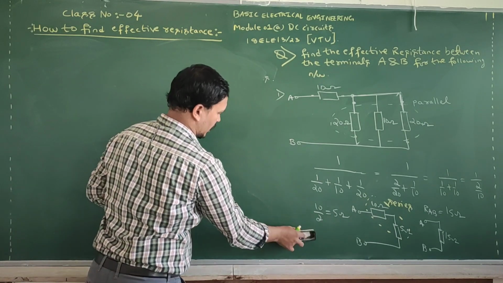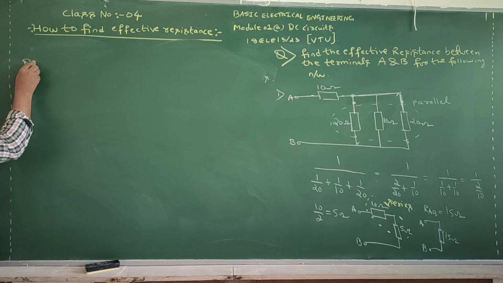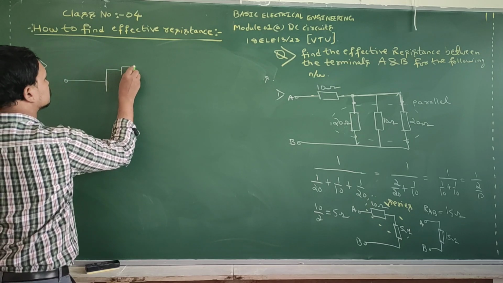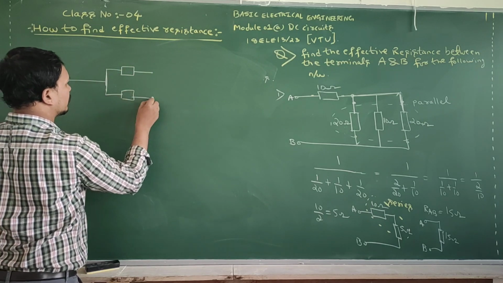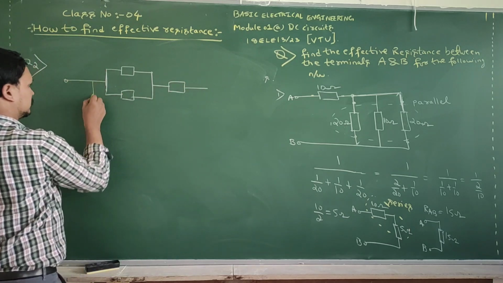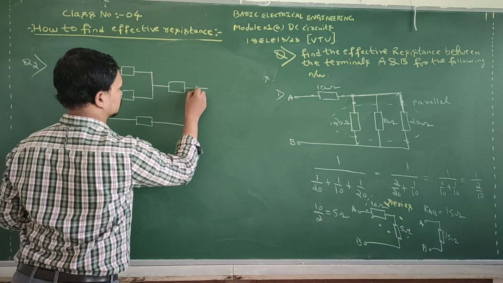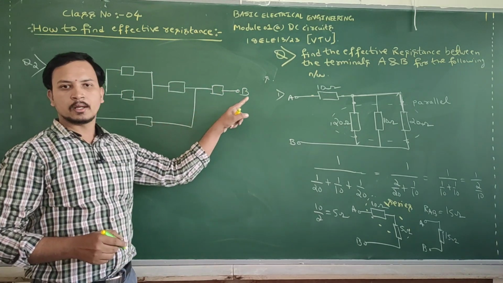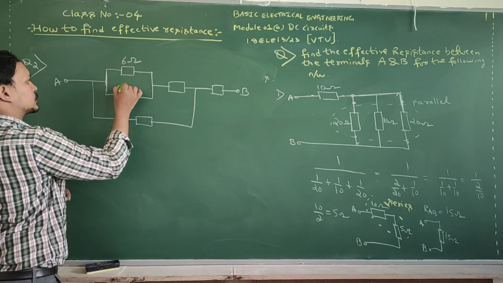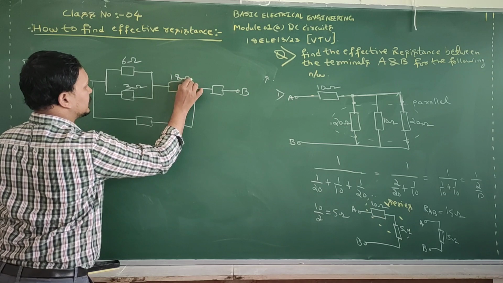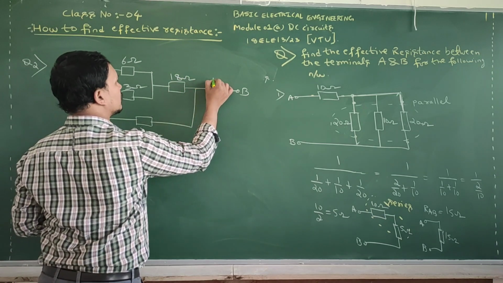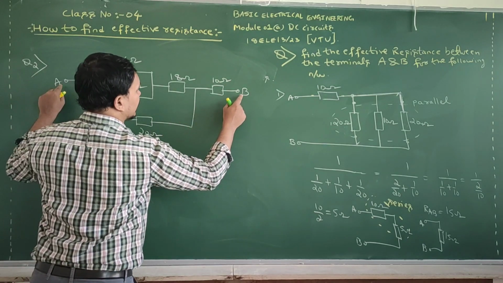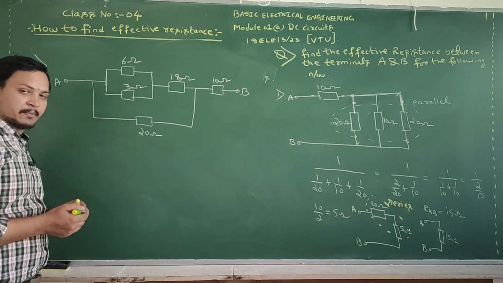Okay, now the second problem. Copy down the network. These are the terminals A and B. I will give the resistor values: 6 ohm, 3 ohm, 18 ohm, 20 ohm and 10 ohm. What is the effective resistance between the terminals A and B?